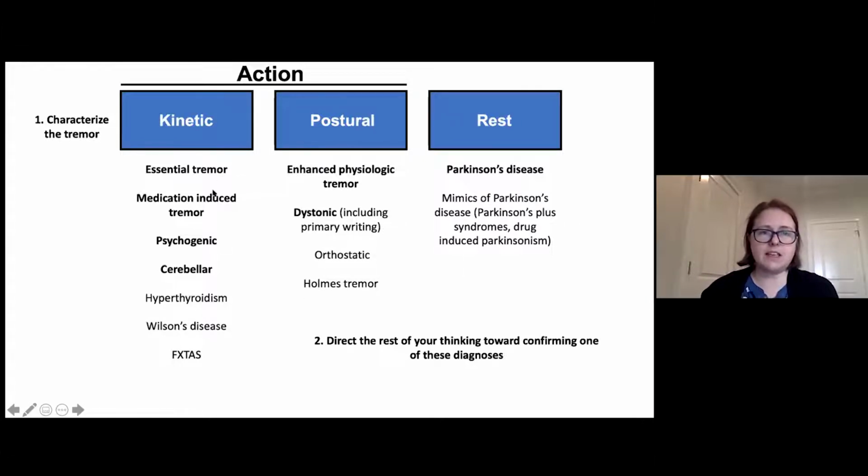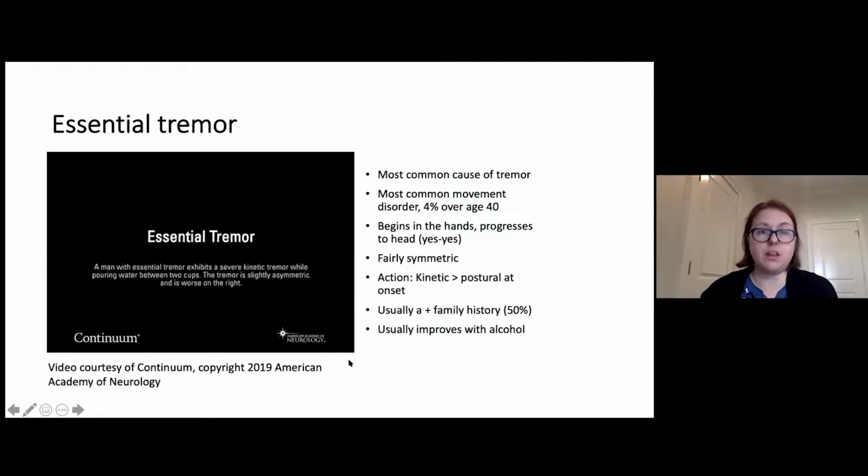So this case that I gave you, this is a case of essential tremor. Essential tremor is the most common cause of tremor and the most common movement disorder. It's a fairly common disorder. It usually begins in the hands and then progresses to the head. We call it a yes tremor, meaning that people typically have a tremor that nods their head up and down as if they're saying yes. That's in contrast to a dystonic head tremor, which is often a no side to side tremor. It's usually pretty symmetric.